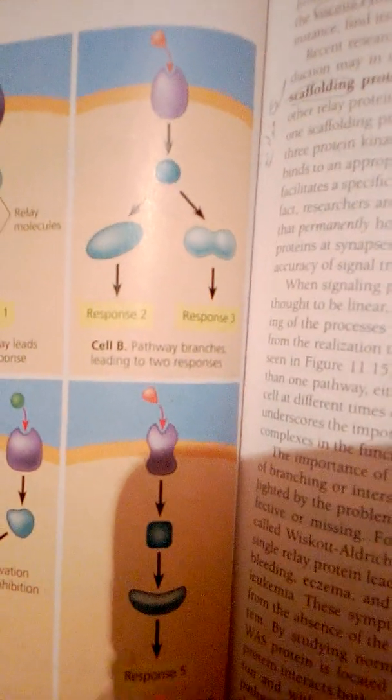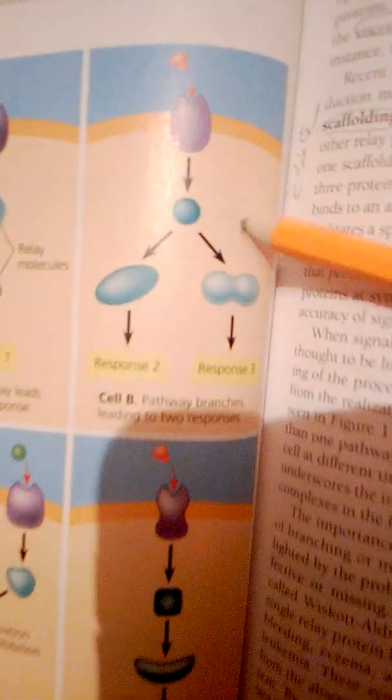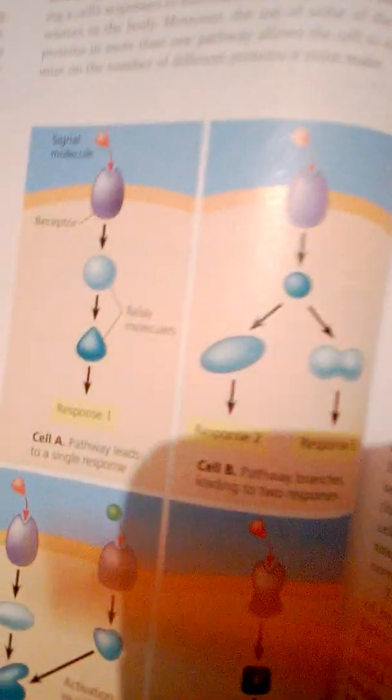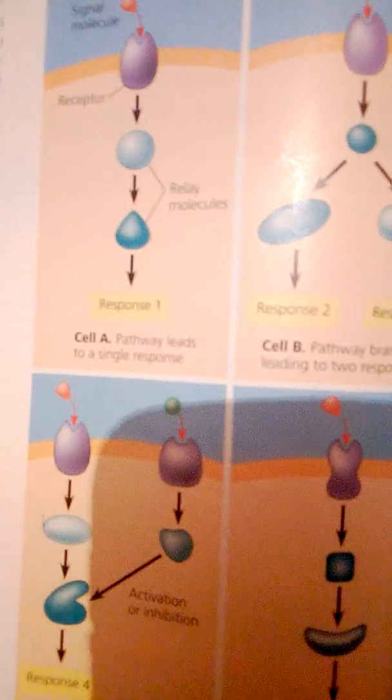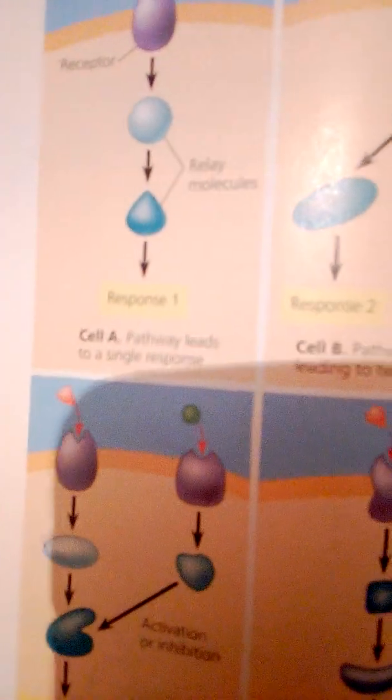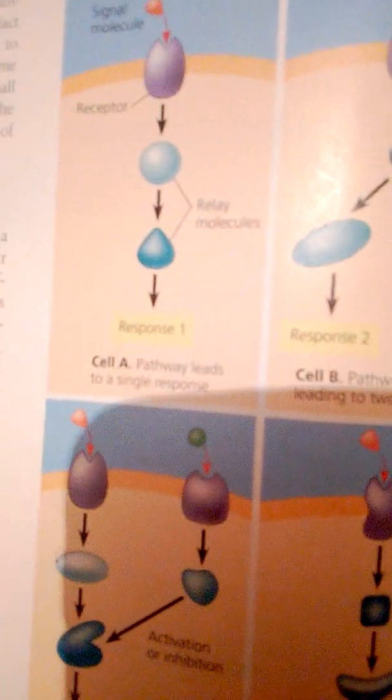In cell B, for instance, a pathway that is triggered by a single kind of signal diverges to produce two responses. Such branched pathways often involve receptor tyrosine kinases, which can activate multiple relay proteins, or second messengers, which can regulate numerous proteins. Essentially, two pathways triggered by separate signals converge to modulate a single response.